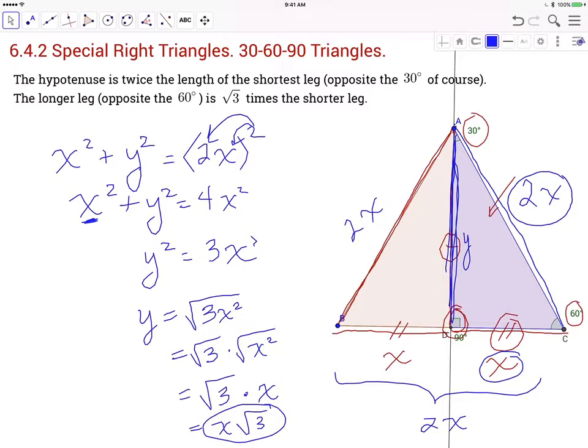Conclusion for the purple triangle, a 30, 60, 90 triangle: if I think about the side opposite the 30 as being x, the hypotenuse will be twice x, and the other leg, we've just now proven, will be x root 3. Right, now we want to ignore the tan triangle and just think about the purple.